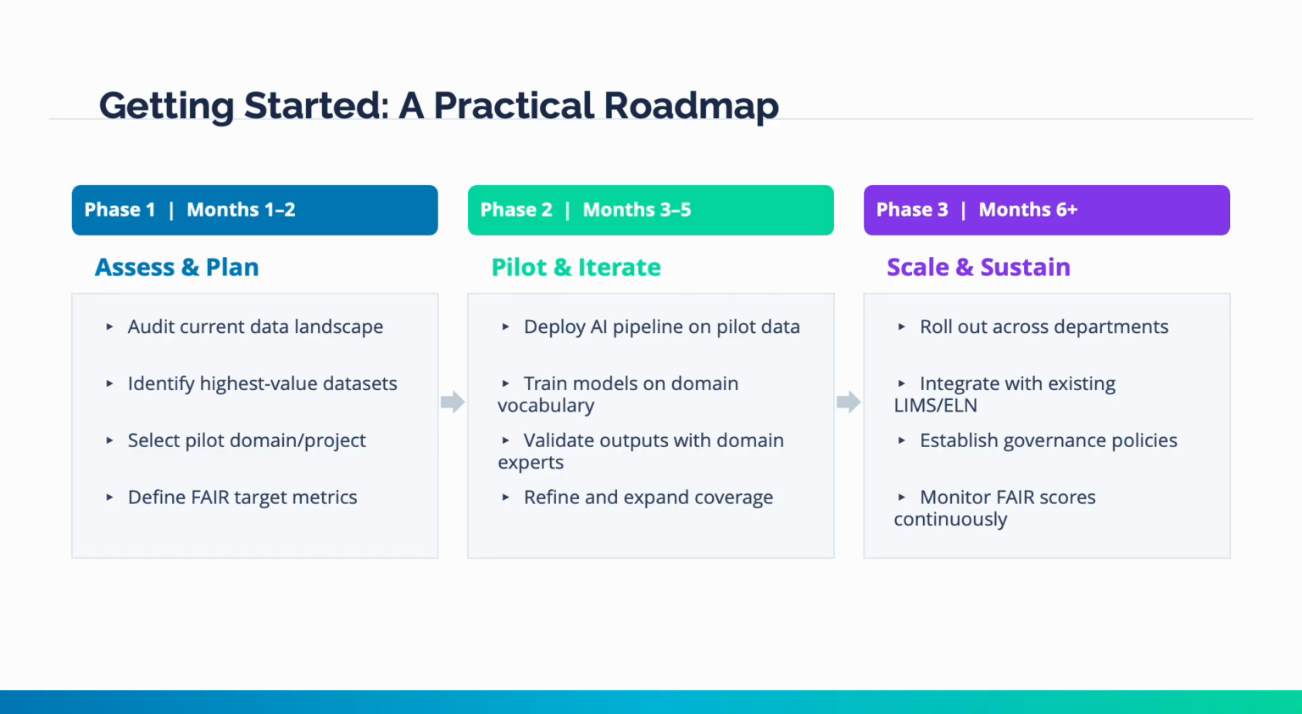Phase 3 starts at month 6 and continues forward. This is your scale and sustain phase. Roll out across departments. Integrate with your existing laboratory information management system and electronic lab notebooks. Establish governance policies and monitor compliance scores continuously. The key insight here is to start small, prove value quickly, and then scale with confidence.